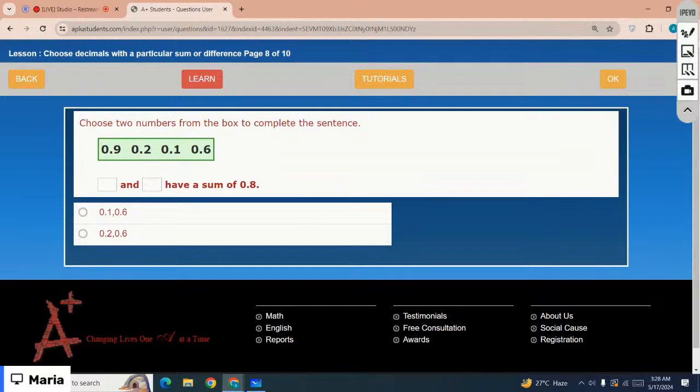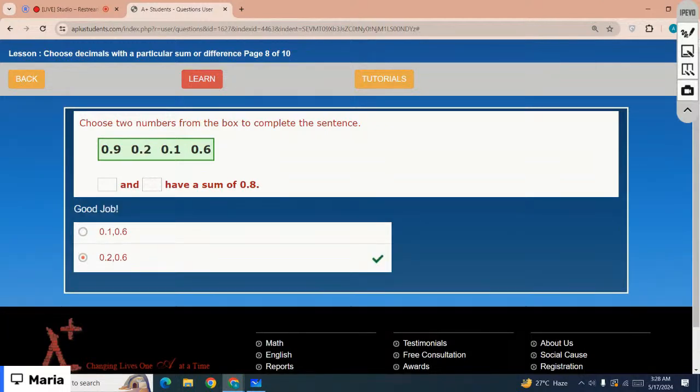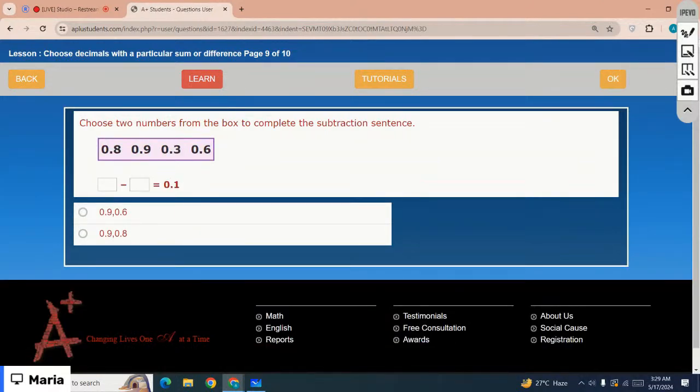Choose two numbers from the box to complete the sentence. Dash and dash have a sum of 0.8. That is 0.2 plus 0.6 equals 0.8. Choose two numbers from the box to complete the subtraction sentence. Dash take away the other missing number equals 0.1. So which is the correct option?